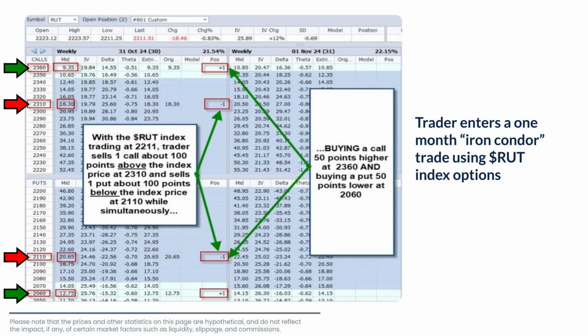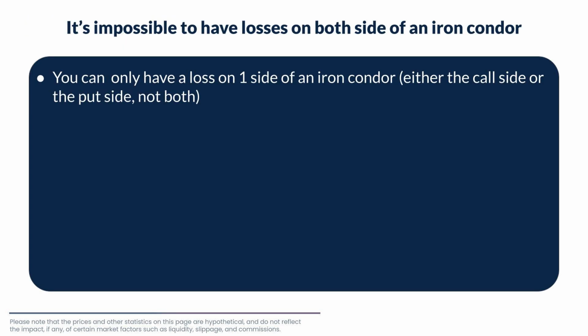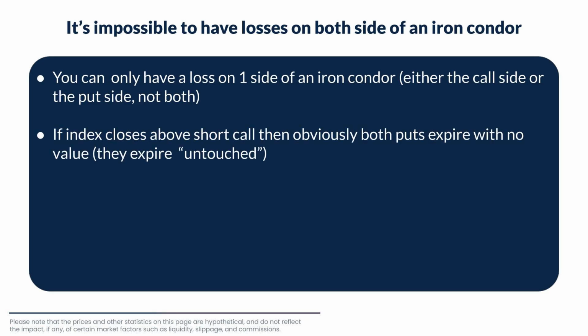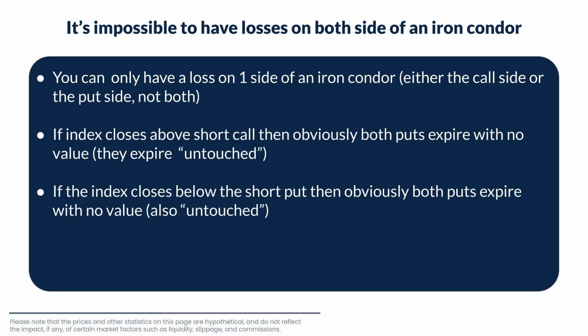You see, as we mentioned, an iron condor is a short and long call above the index price and a short and long put below the index price. So you can actually only have a loss on one side, either the call side or the put side, but not both. Why? Well, if the index closes above the short call, then obviously the puts are going to expire below the index price, and so those are untouched and just expire worthless. And the same is true for the put side. If the index closes below the short put, then both calls expire worthless for the exact same reason.